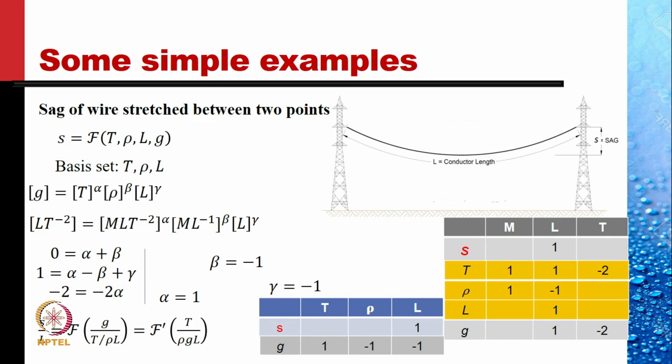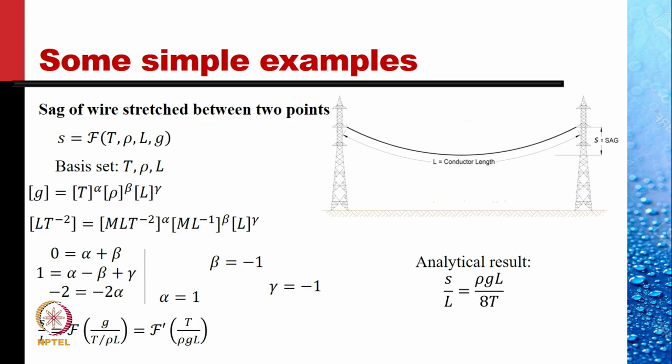We need to do one experiment. For one wire, we measure T, rho, G, and L, and then obtain the value of S. Once we know this, I can find out what this functional relationship is, and then for any wire with any tension, any material, I can predict the sag. This is the power of dimensional analysis. In fact, this is the power of similitude. Dimensional analysis is only one method of carrying out the similitude.